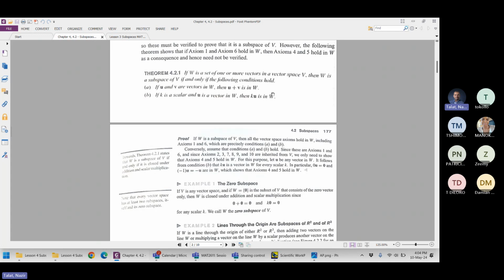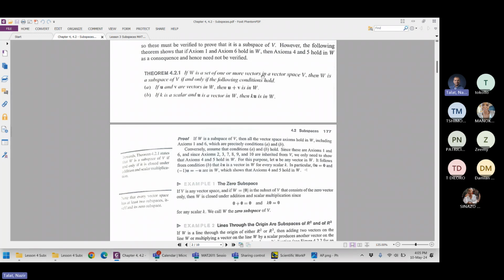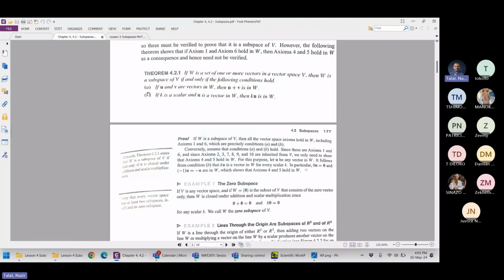So look at this theorem, which states that if W is a set of one or more vectors in a vector space V, that is, V is a vector space and W is any non-empty subset, then W is a subspace of V if and only if it satisfies these two important conditions. The first condition is that if you take any two vectors u and v from the set W, then their sum is also in the set W. It is closed under vector addition.